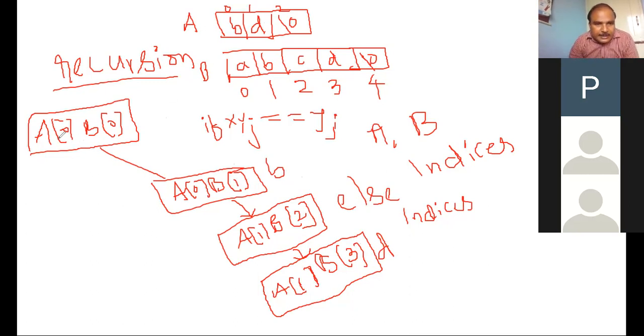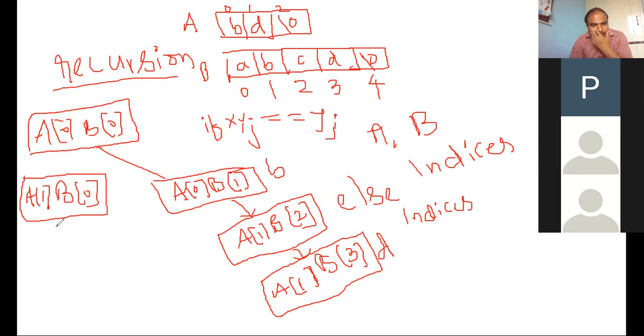Now look at this: A of 0 and B of 0 are not equal. So here, I'm going to increment the index of A to A of 1 and keep B of 0 as it is. It is a recursive approach. Now A of 1 is incremented, B of 0 is as it is. A of 1 is D and B of 0 is A. Is it a match? No.